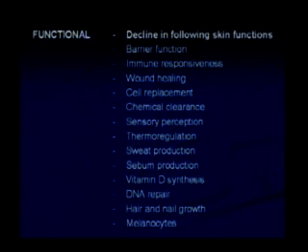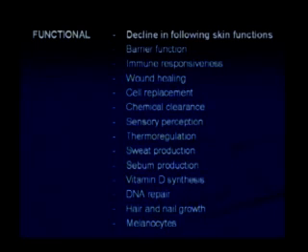And DNA repair is also delayed, and hair and nail growth are also impaired, and there is a decline in the function of the melanocyte. That's why you will find uneven pigmentation in the elderly person. Due to this, there will be hyperpigmentation or lentigines or different types of melanocytic nevi, or guttate hypomelanosis. So these are the functional changes one can see in the elderly person.